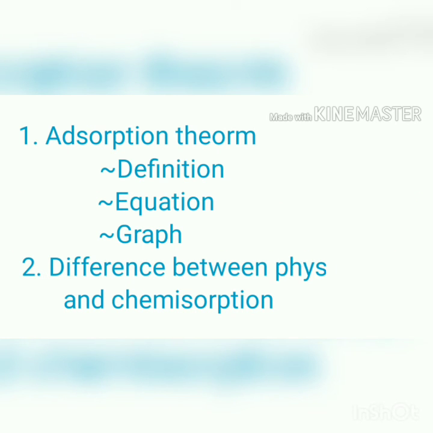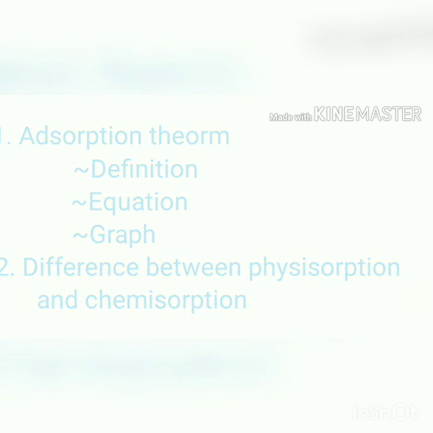Now coming to 3 markers, you have the adsorption isotherm. Here they can ask you the definition, the equation or the graph. If they ask all the 3, then it is for 3 marks. If they ask 2, then it's for 2 marks, or it can be for 1 mark also. Now the second part is the difference between physisorption and chemisorption. As usual, this is for 3 marks, so better know a minimum of 3 differences between physisorption and chemisorption. It's good if you know more than 3, so that you can compensate if you forget anything.